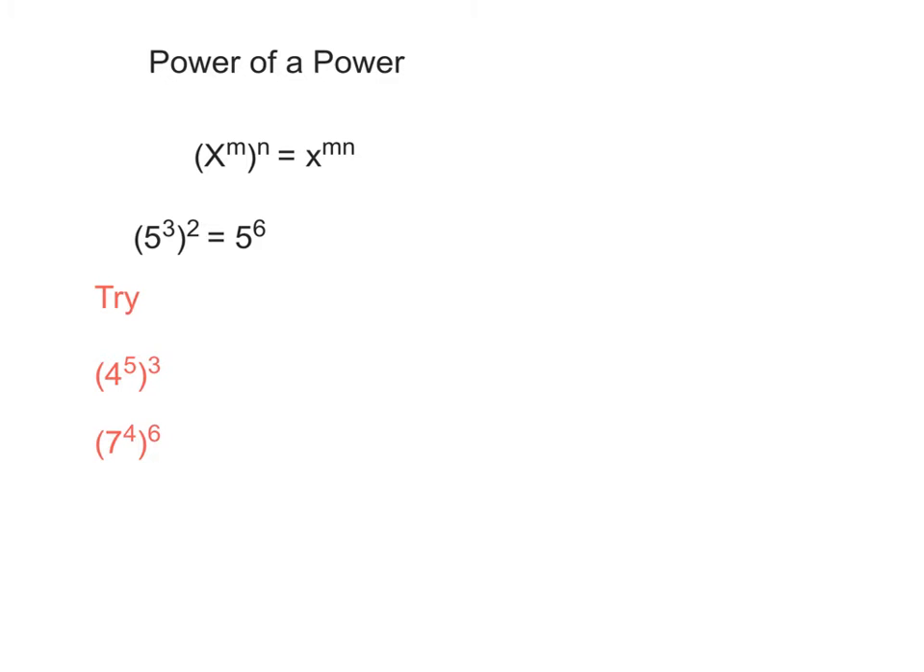I want you to try 4 to the 5th cubed and then 7 to the 4th all to the 6th power. Pause the video and then I'll give you the answers. The first answer is 4 to the 15th and the second is 7 to the 24th.